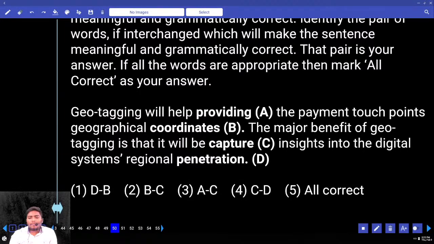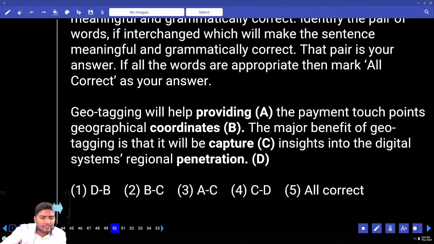Geotagging will help providing the payment touch points, geographical coordinates. The major benefit of geotagging is that it will be capture insights into the digital system's regional penetration. Grammatically, how many options are not correct?